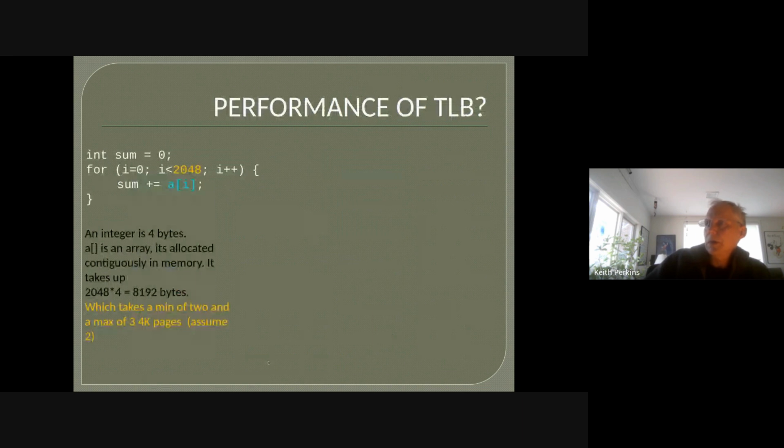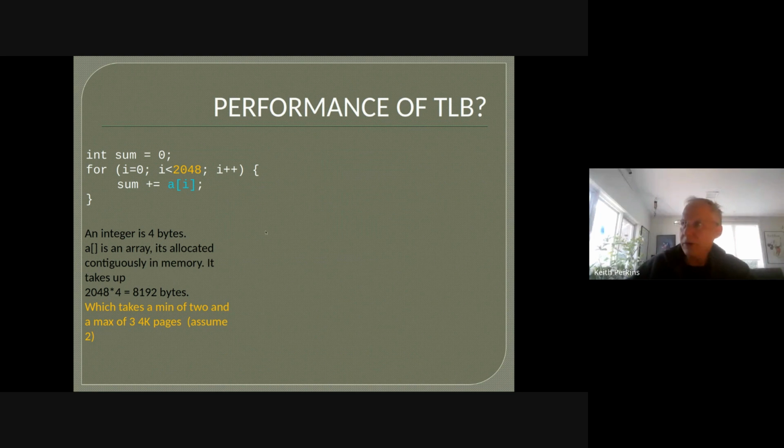So the performance of a TLB is kind of interesting. I have this array again, and I'm going to access 2048 integers. So this array is going to take up basically 2 pages. It will take up 2 pages if it aligns within the page, or 3 pages if it doesn't. So I'm just going to assume 2. I'm going to assume that it aligns within a page.